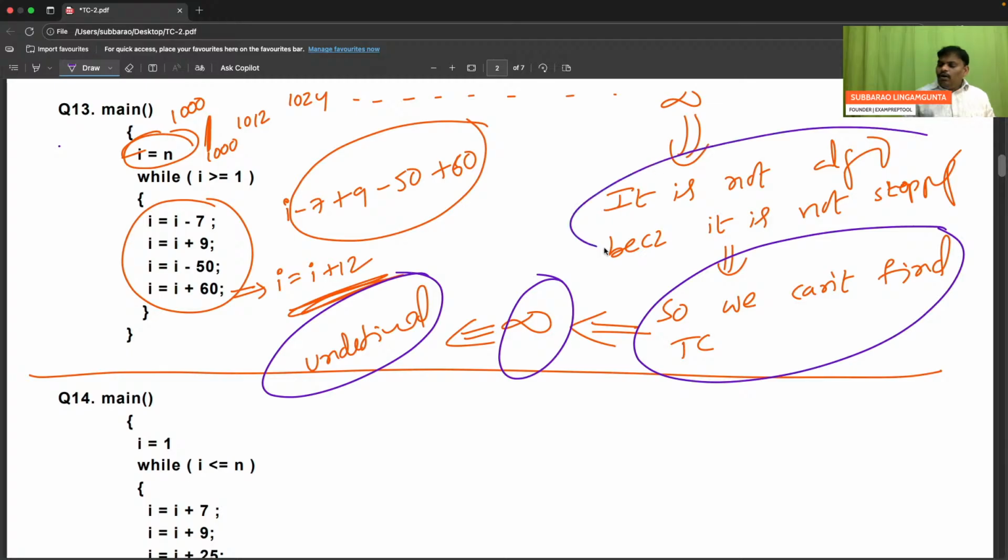These all mean the same. Some people will say time complexity infinite. Some will say undefined. Some will say we cannot calculate. Some will say it is not an algorithm at all because it is not stopping. All are correct. For question number 13, the answer is undefined, infinite. We cannot find the time complexity because it is not an algorithm. Question number 13 is done.